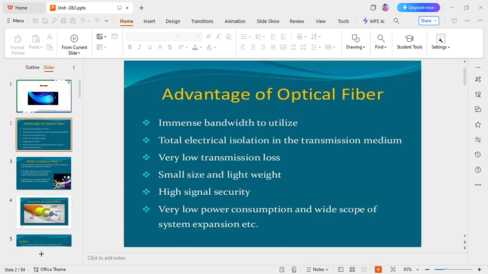And we have a buffer coating to protect the fiber. It is a plastic coating made of silicon rubber that protects the fiber. The typical diameter of the fiber after coating is about 250 to 300 micrometer.